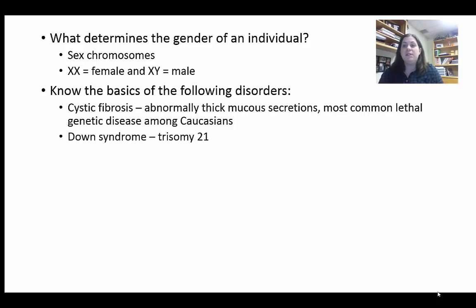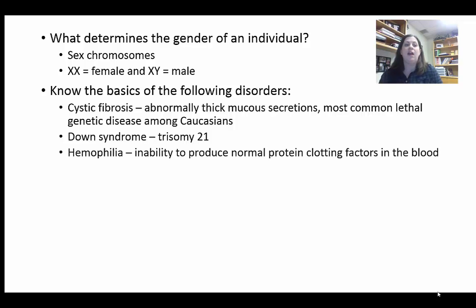Down syndrome, remember, is a trisomy, and it's a trisomy 21, meaning you have 3 copies of chromosome 21. Hemophilia is the inability to produce normal protein clotting factors in the blood. So this individual could bleed to death from a relatively simple cut or bruise.